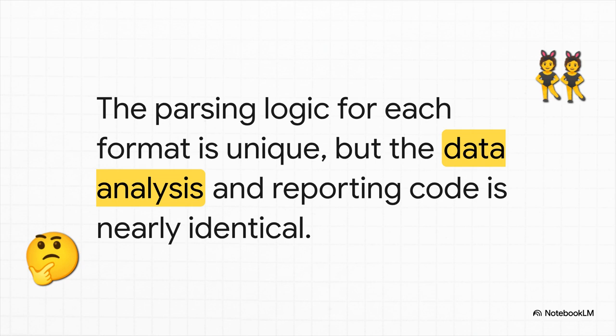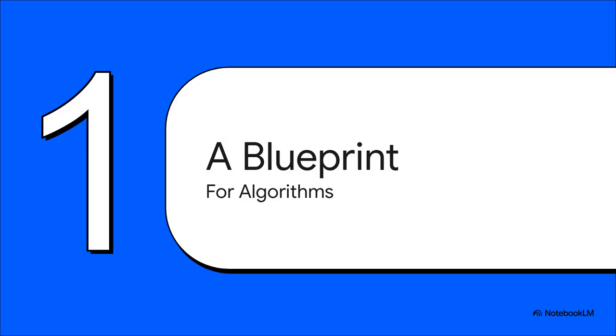But what happens after you get the data? The analysis, the number crunching, generating the final report, that stuff is almost always identical. And this leads to so much duplicated code. The big question is, how do we fix this without losing our minds? And that, my friends, is where the template method pattern swoops in to save the day.